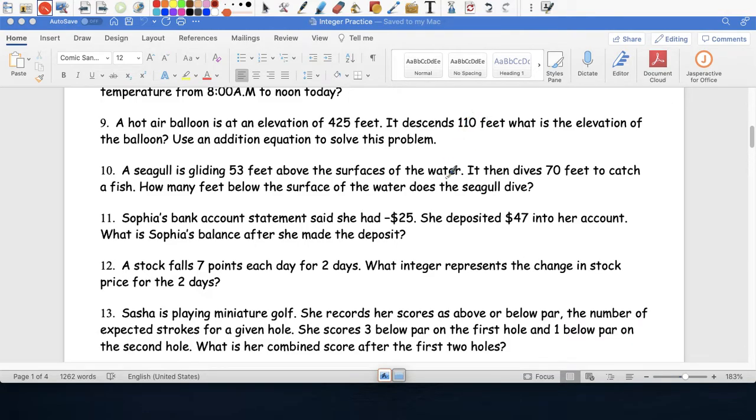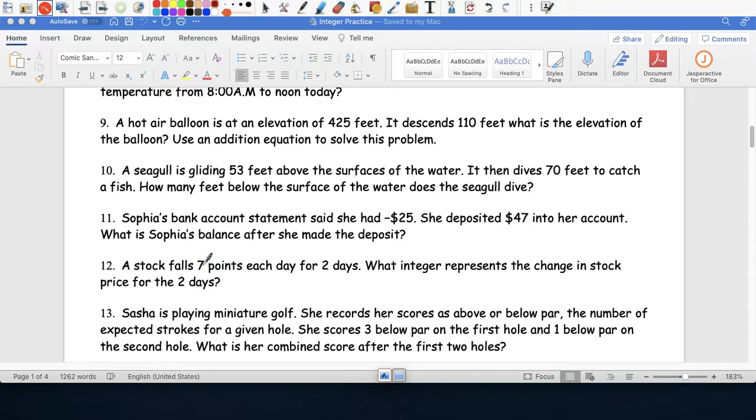11. A bank account has negative 25, so there we go. She deposited, so if you use addition, we can say plus. Deposit means positive. We're moving to the right on the number line, so plus 47. What's her balance? Well, if she was at negative 25 and you add 47, she will no longer be in debt, right? She's going to have a little extra left over, and that's going to be 22.